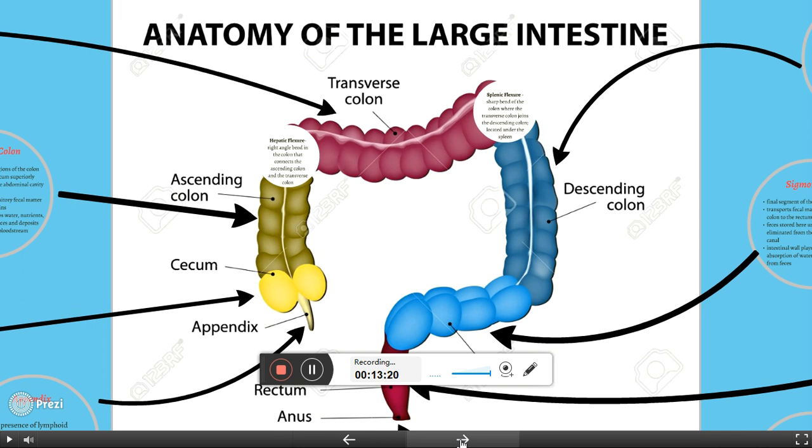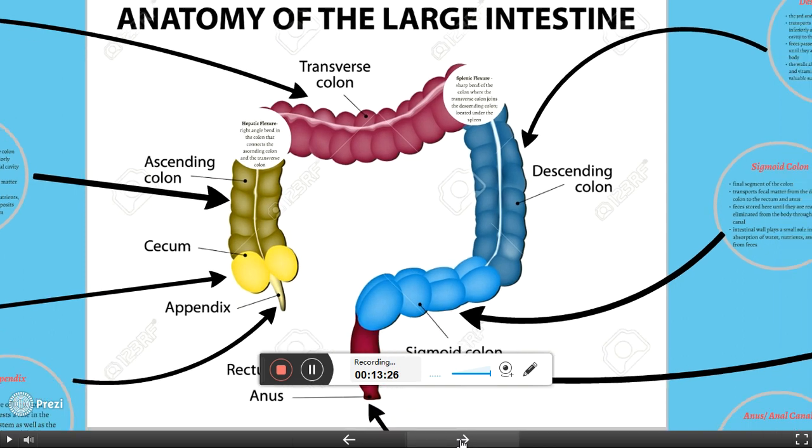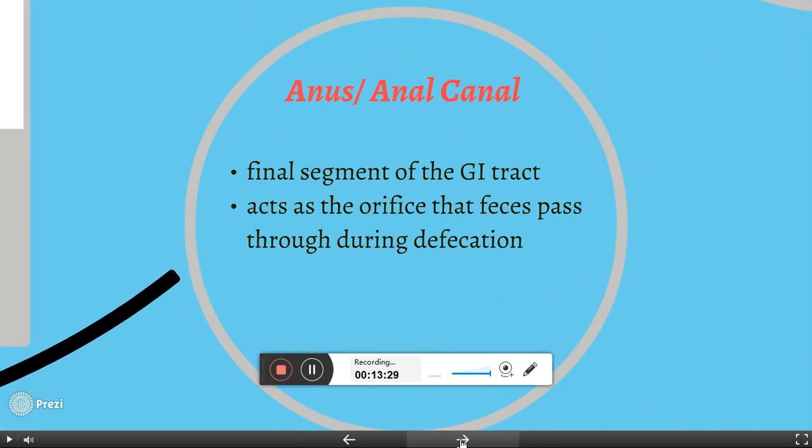The rectum tapers slightly before ending at the anus or anal canal. The anus, or the anal canal, is the final segment of the gastrointestinal tract. It acts as the orifice that feces pass through during defecation. It is a short tube at the end of the rectum which ends at the body's exterior. It is about 1 inch long and varies in diameter depending on how distended it is.